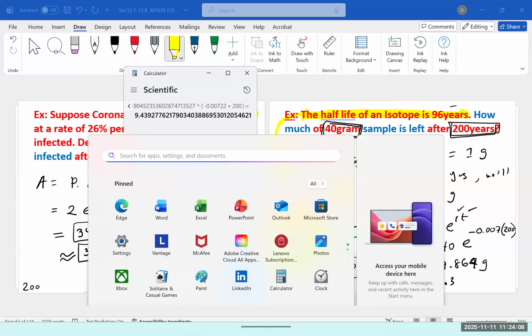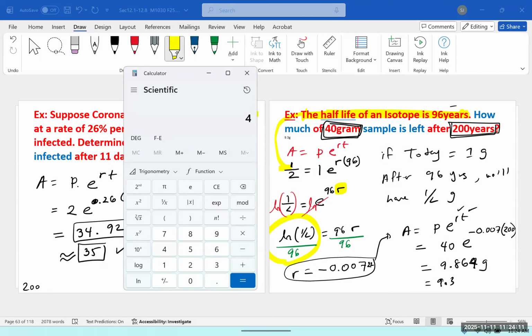It will be too much. 40 times e to the power, and instead of writing negative 0.007, eliminate the entire thing. So you need to put double parentheses. 0.5 ln divided by 96, this is one parenthesis, times 200, you're closing another parenthesis. Oh, it's still 9.43, 9.44.